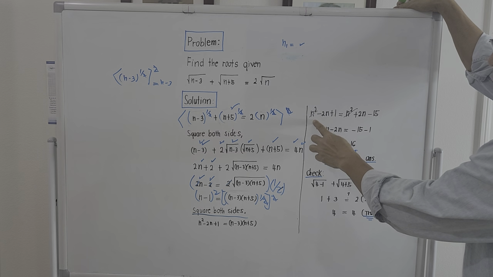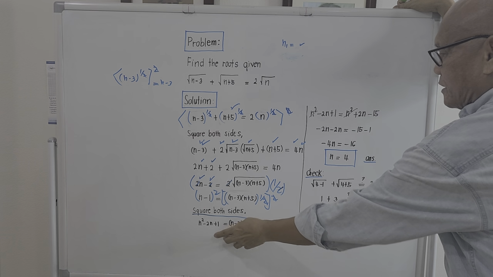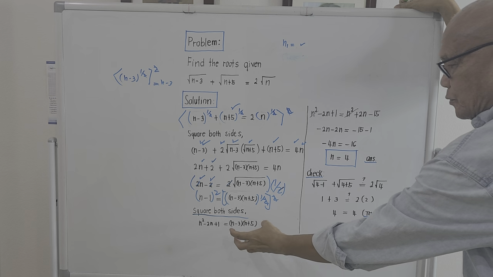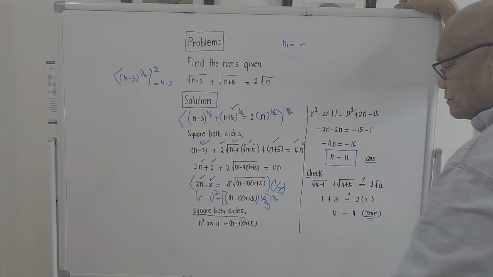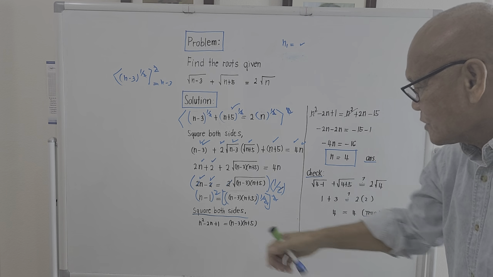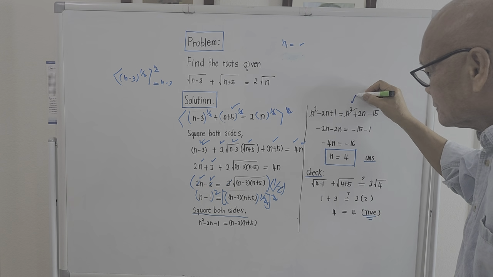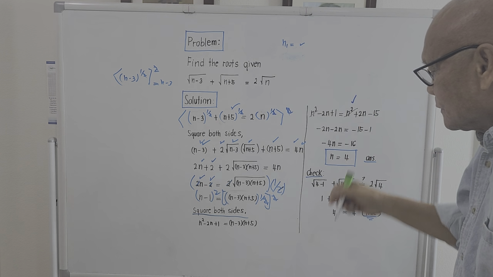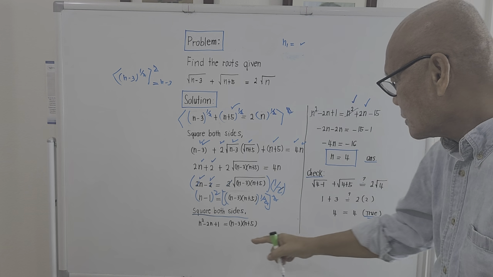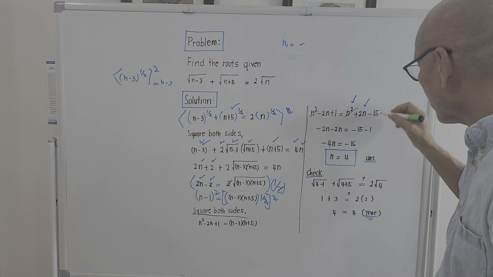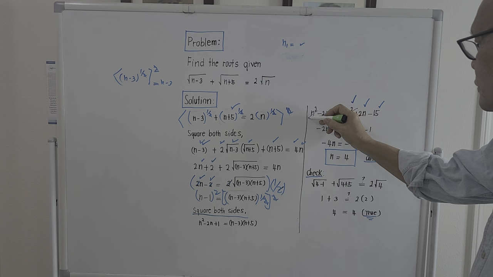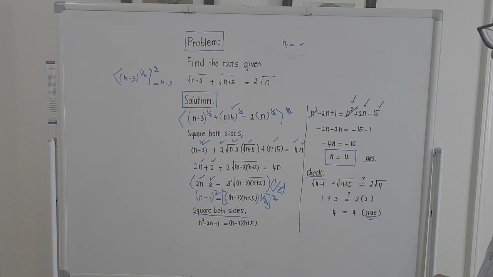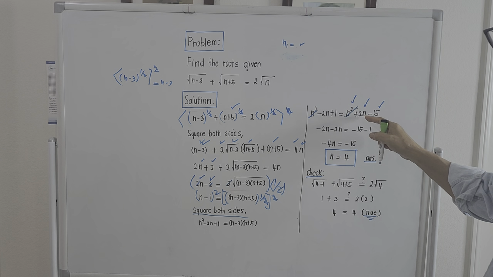N squared minus 2n plus 1, I just write this one, equal to. We are taking the product of two different binomials, right? So n times n will be n squared. The middle term will be minus 3n plus 5n, that will be plus 2n. The last part will be negative 3 times plus 5, that will be negative 15. Actually, this n squared here cancels with this. We must compute for n.